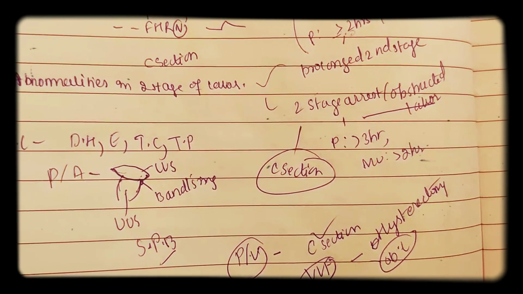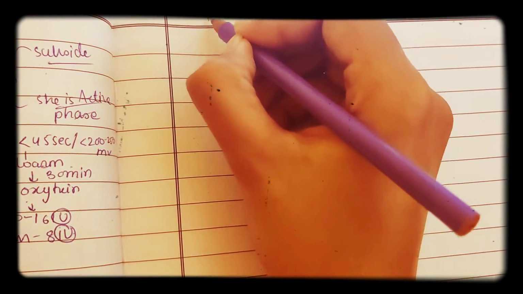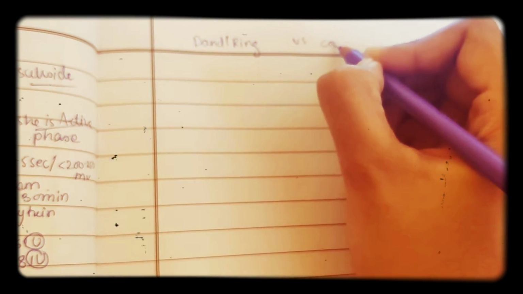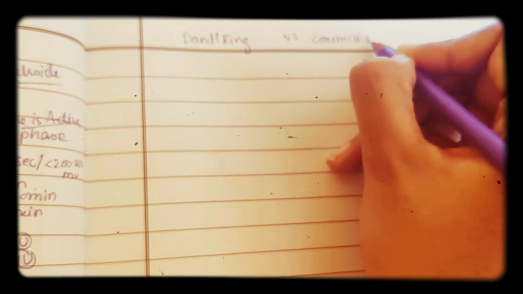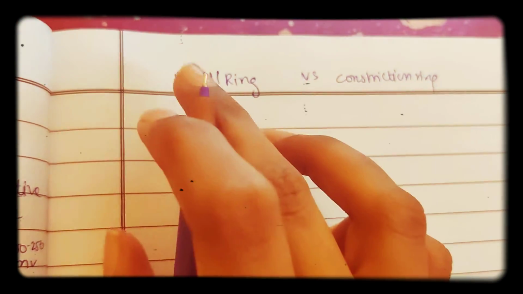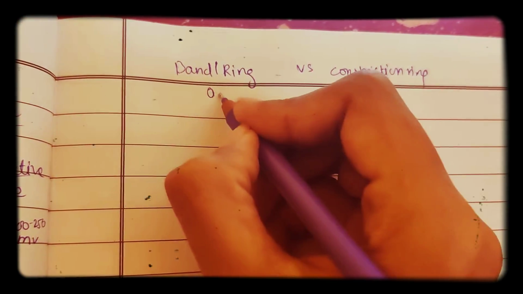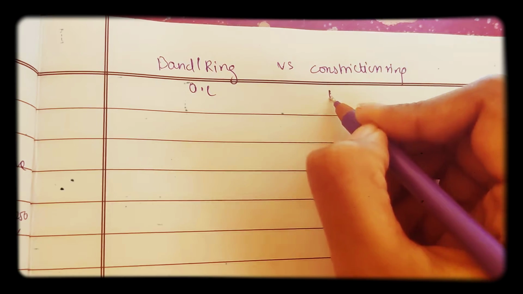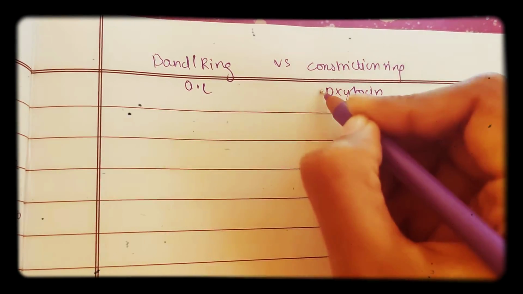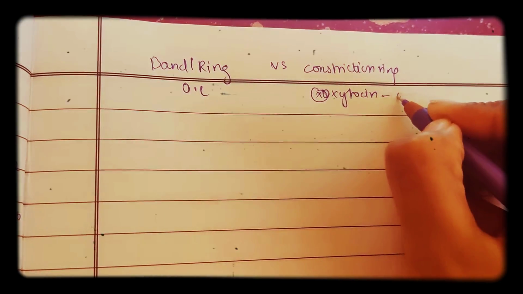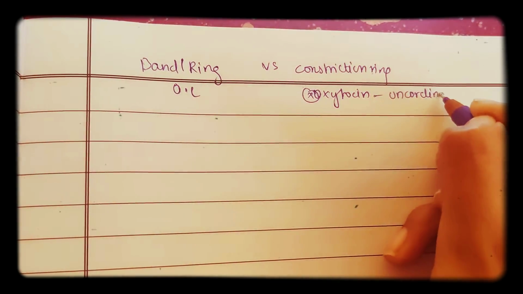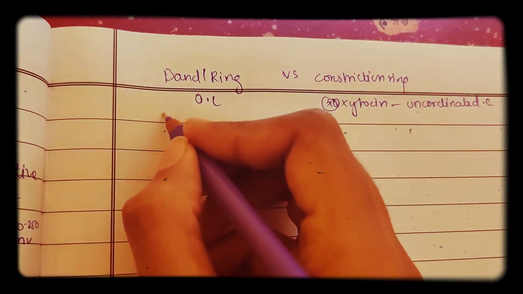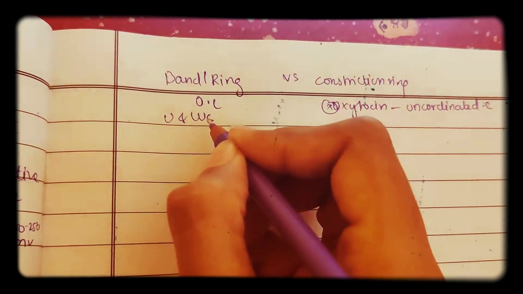Okay, so now coming to Bandl's ring and constriction ring differentiation. Bandl's ring versus constriction ring. Let us see what is the differentiation between them. Bandl's ring is mainly due to obstructed labor. Constriction ring is due to injudicious use of oxytocin. Like when oxytocin is used in an improper way, it leads to uncoordinated contraction.